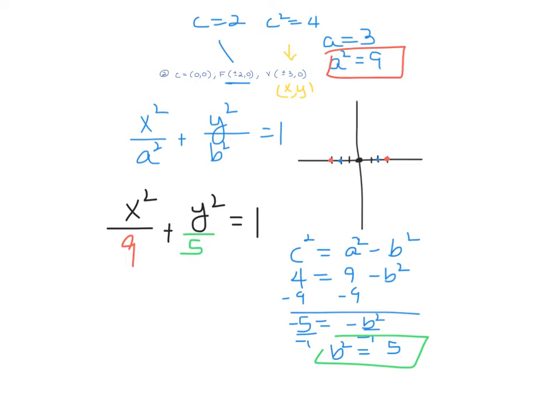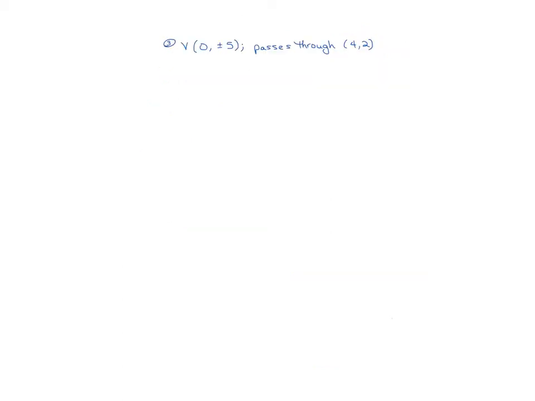So when the center is at the origin and you're given a focus and a vertex, all you need to do is plug it into c squared equals a squared minus b squared, find the b squared, and then plug it back in. The next one's a little bit more work because they're giving me a vertex and a point that is on the ellipse.